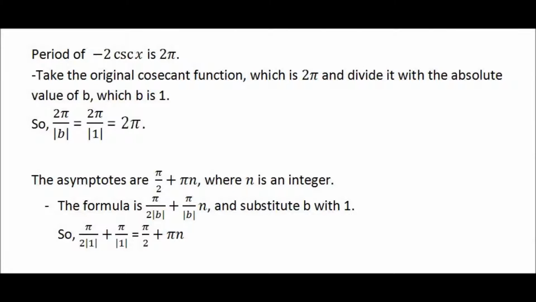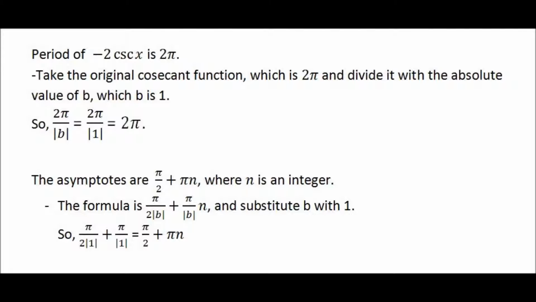The period, or the length of the curve to do one full cycle, is 2 pi. We can find this by taking the period of the original cosecant function, which is 2 pi, and dividing it by the absolute value of b, which in this case is 1. So 2 pi over the absolute value of 1 is just 2 pi.